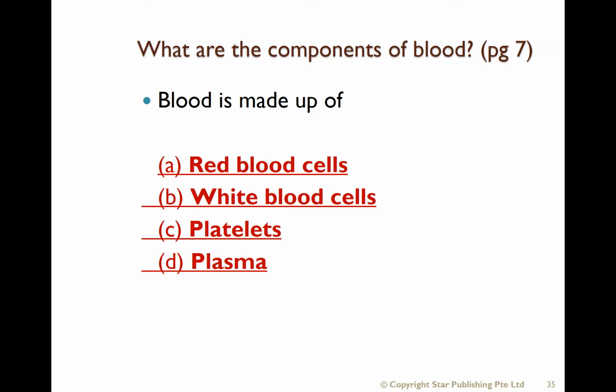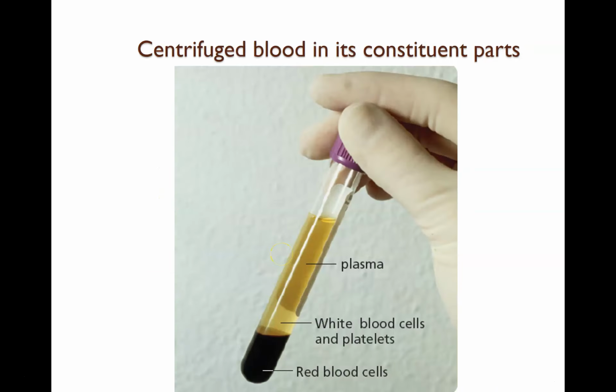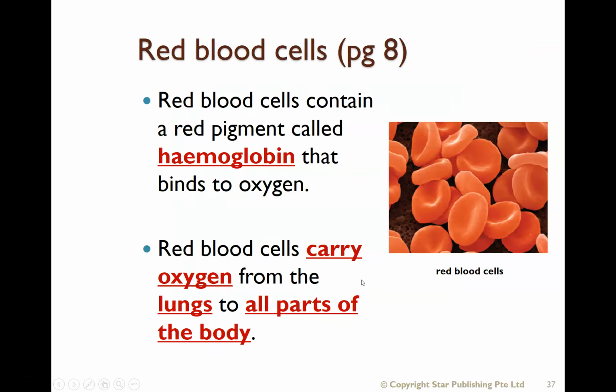Blood is made up of red blood cells, white blood cells, platelets, and plasma. If you are able to separate the blood in your body, this is how it will look. The red blood cells will be at the bottom, very dark red, followed by your white blood cells and platelets, and then this yellowish looking thing will be your plasma.